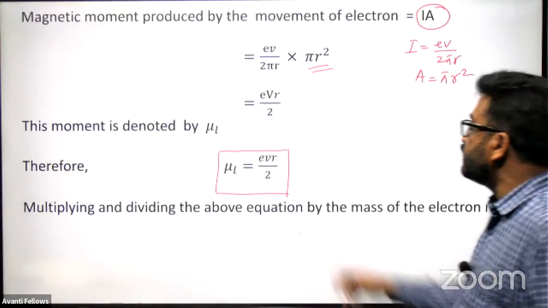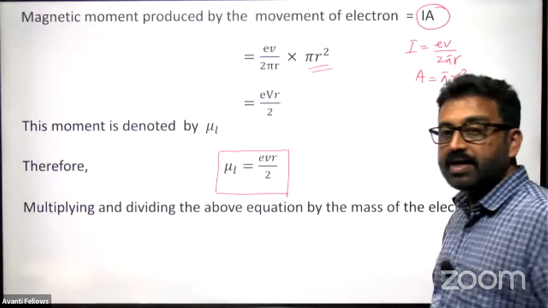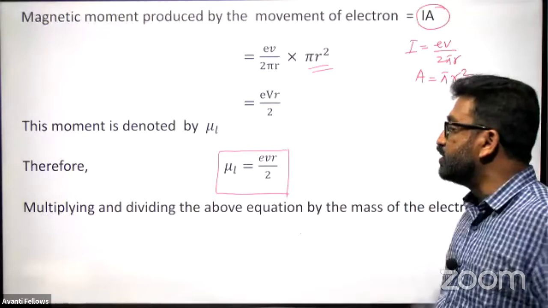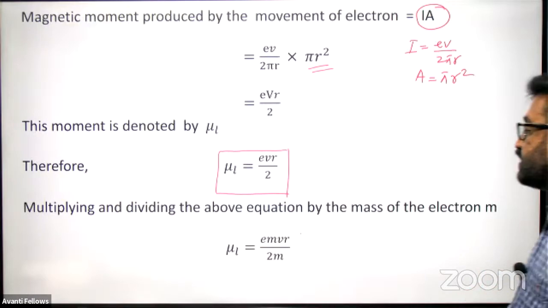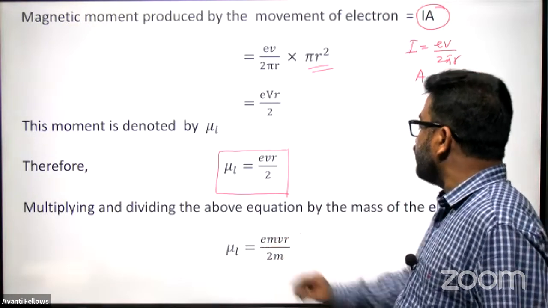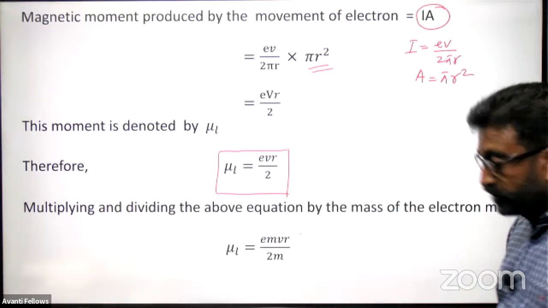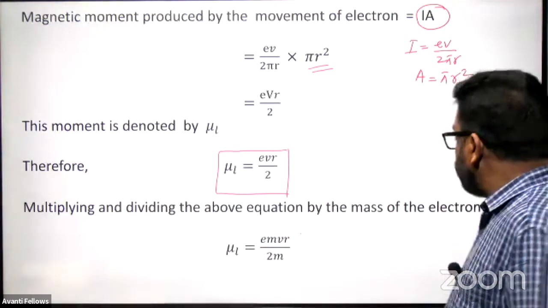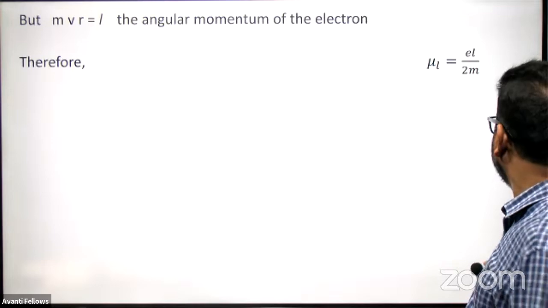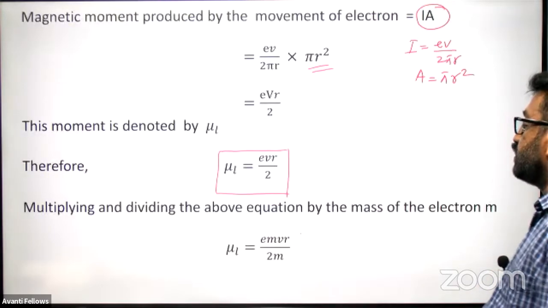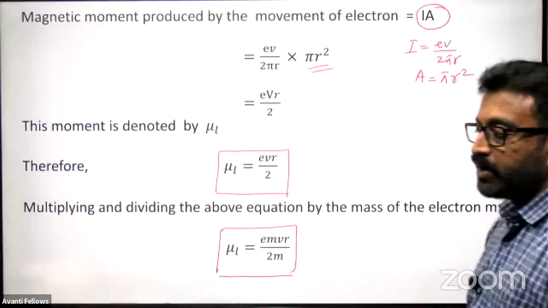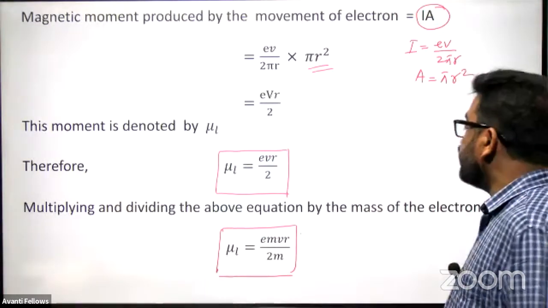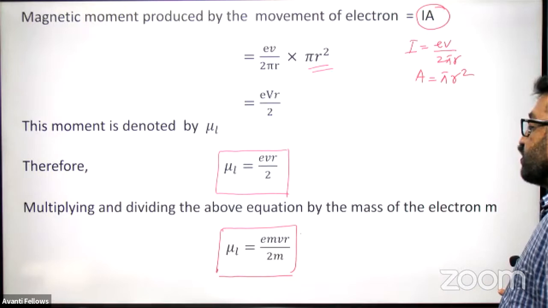Then we are multiplying and dividing this equation by the mass of the electron, on the numerator as well as the denominator. We introduce a quantity called the mass of the electron, m. Then we get e multiplied by m v R divided by 2m. m v R, you may be remembering what m v R is. See here, mu L equals e into m v R by 2m.